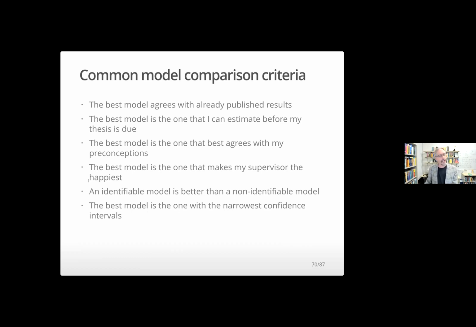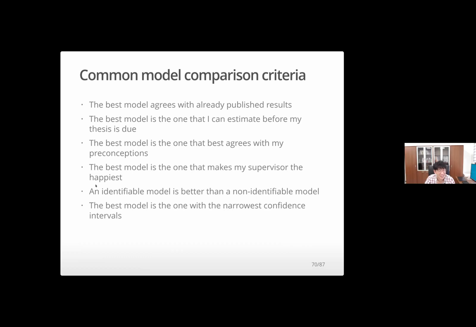Here's an interesting one: an identifiable model is better than a non-identifiable model. If I can estimate all the parameters of my model, that makes it a better model. And this is actually incorrect. There are problems if your goal in your estimation exercise is to identify parameters. Then if you can't identify them, clearly you will have failed. But that doesn't necessarily say anything about the ability of the model to explain the data.